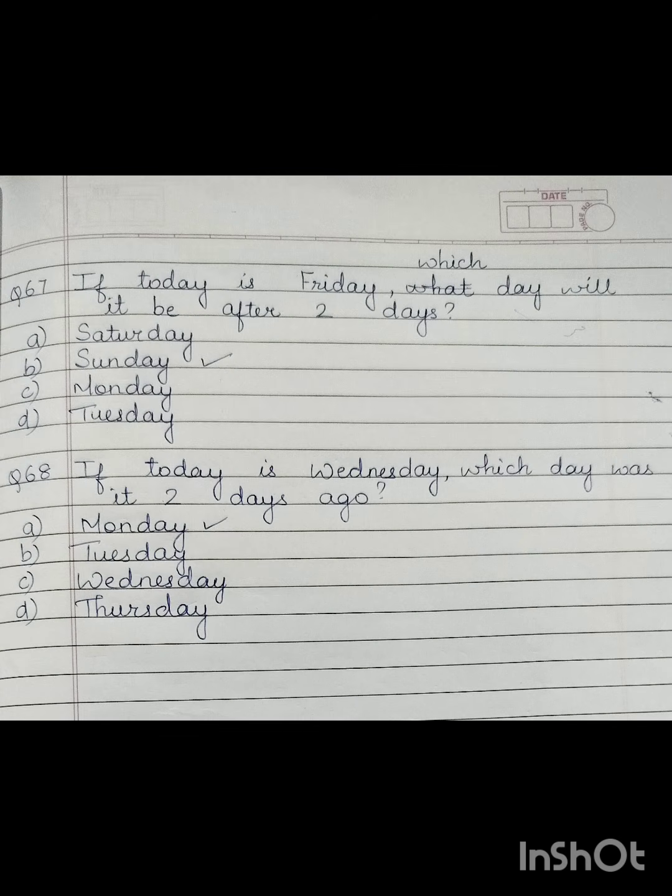67. If today is Friday, which day will it be after 2 days? It will be Sunday. 68th one. If today is Wednesday, which day was it 2 days ago? The answer is Monday.